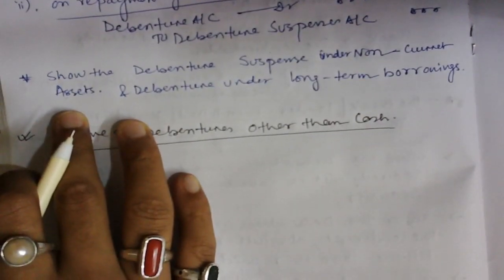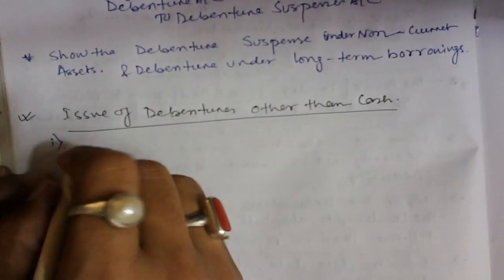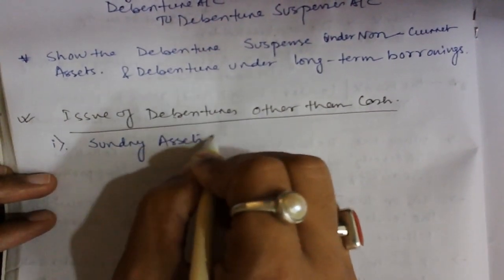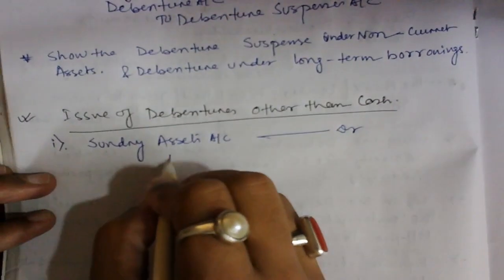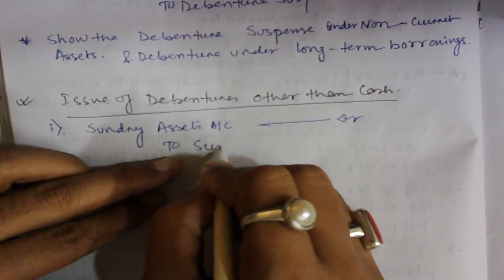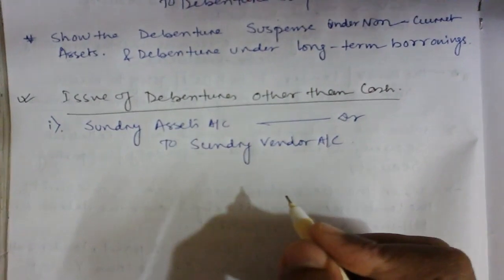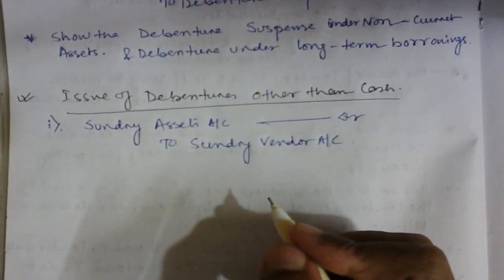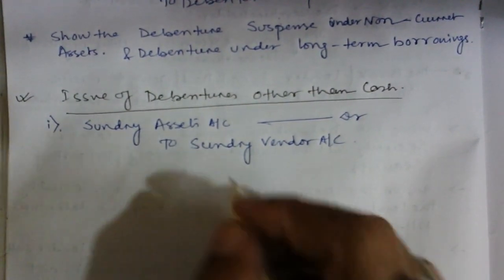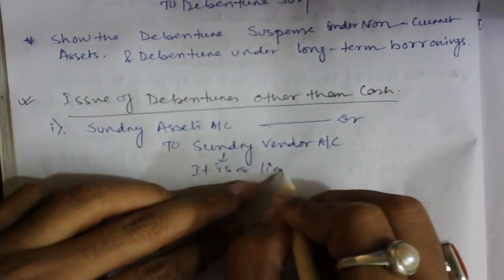Number one, generally it will be sundry asset account debit, as we are purchasing the asset. To sundry vendor, you can write vendor, meaning your creditor from whom you are purchasing the asset. So sundry asset account debit to vendor. Correct, clear, no doubt? It is a liability.